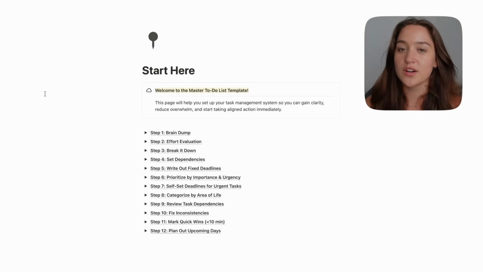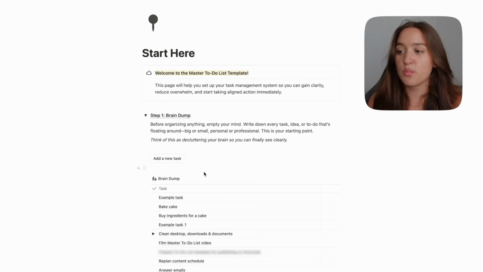This is what you actually start with. So step number one, you're gonna do a brain dump. Here you literally add in every single task that you feel like you have to do. This can be a tiny task like taking out the trash, or it can be a huge project idea that you have. It does not have to be organized well.